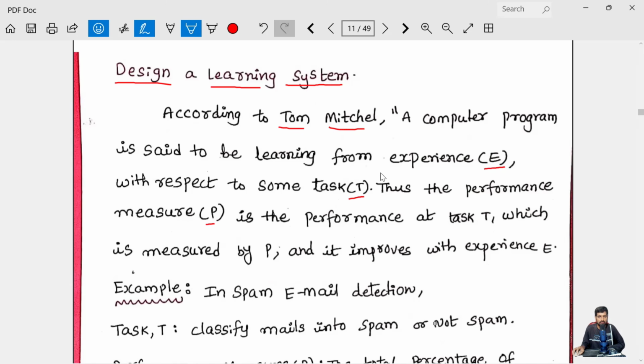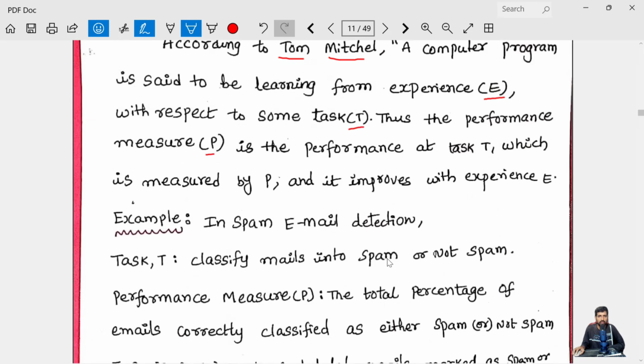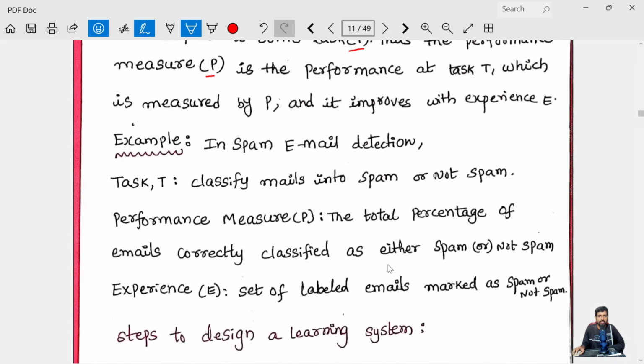Okay. So please remember all of you, as per Tom Mitchell, we have experience E, task T, and performance measurement P. So there are three characteristics. First one is the experience, second one is the task, and third one is the performance. Okay. So we'll see now the example for designing a learning system.